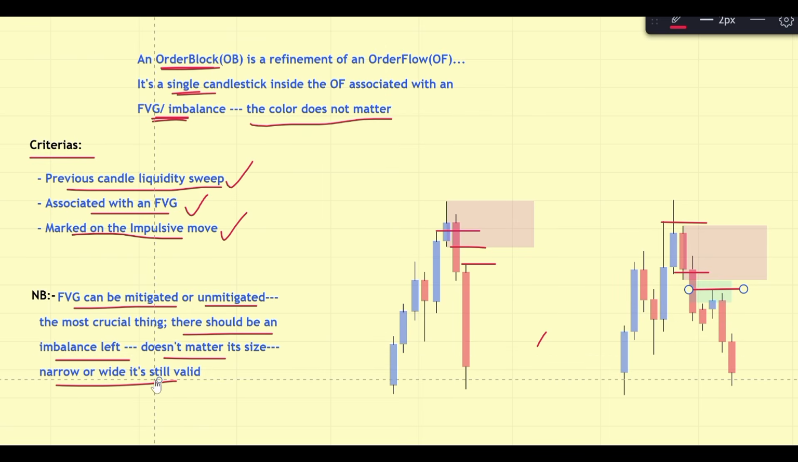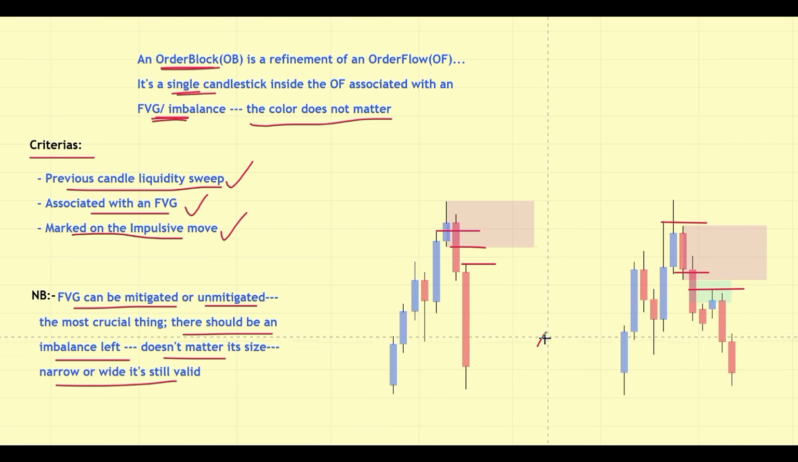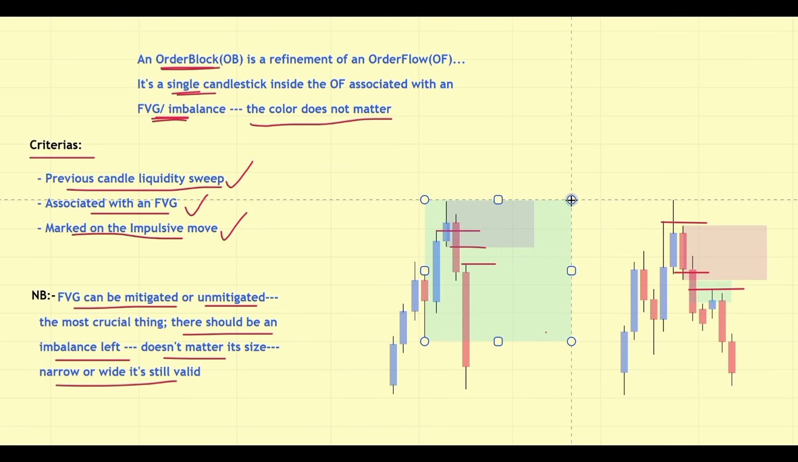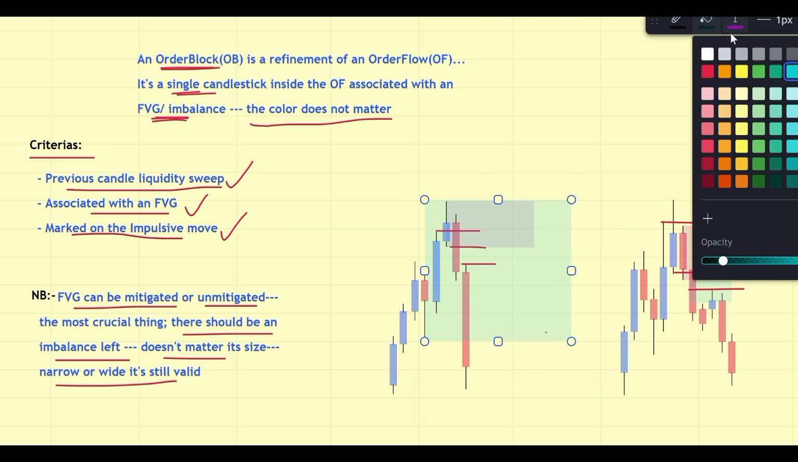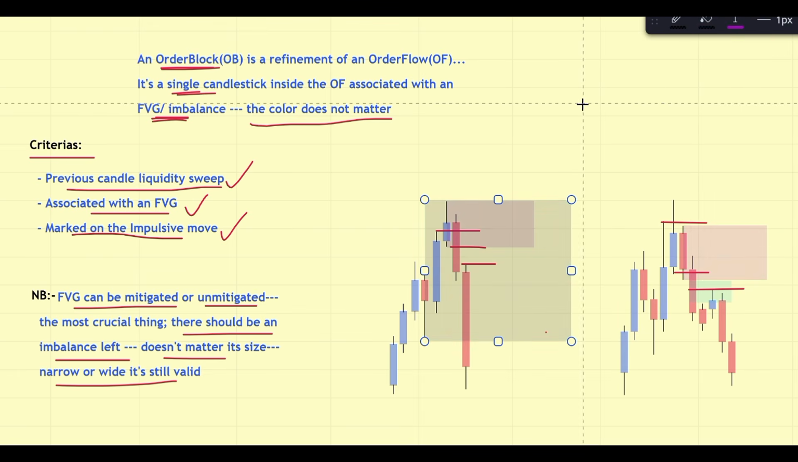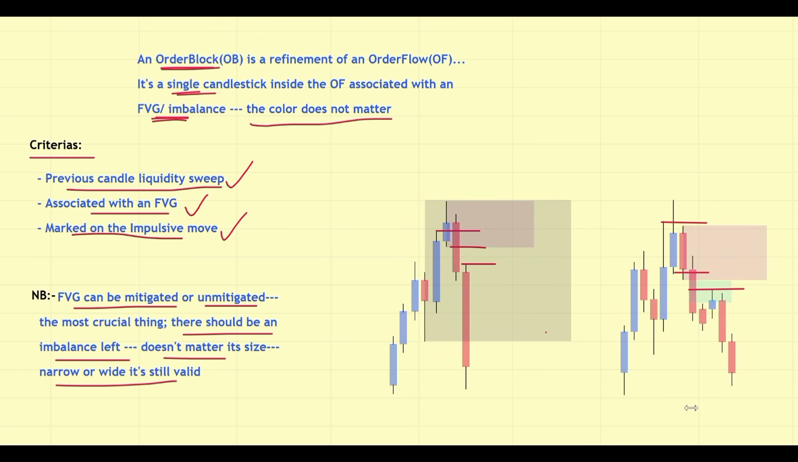Narrow or wide, it's still validating this order block. And by the way, this order block is a refinement of an order flow. So if we check the order flow, you can clearly see that this here is the order flow in that case. Let me change the color of that order flow, and you can clearly see that this here is the bearish order flow.